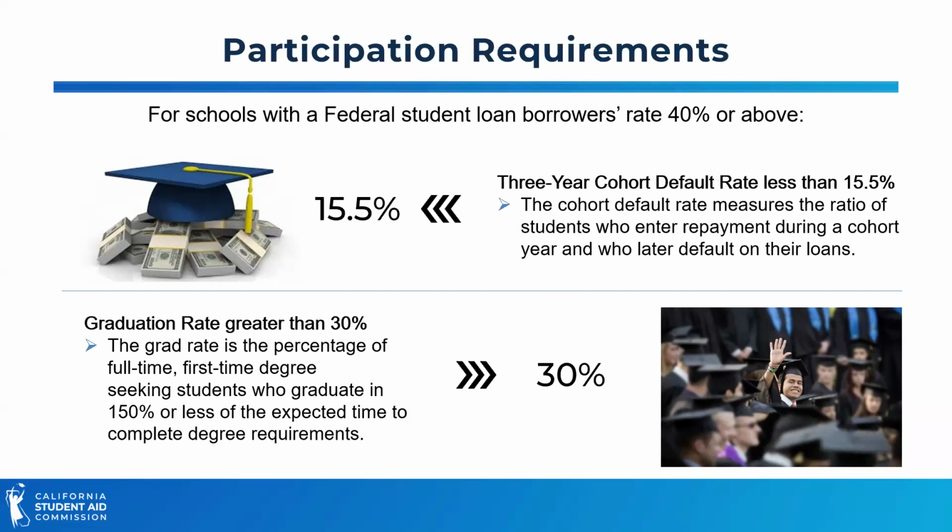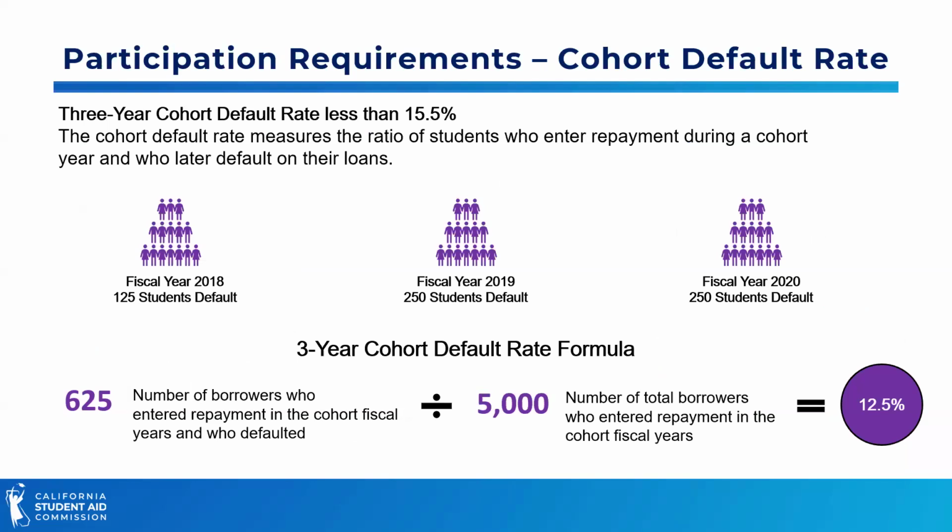Now, schools must also maintain a graduation rate greater than 30%. And so these requirements apply to all schools administering Cal Grant, not just private, not just for-profit or nonprofit. This applies to all schools across the board. They must have this 3-year CDR of less than 15.5%, and then that graduation rate must be greater than 30%. And we'll also look closer at graduation rate in just a moment. But first, let's take a look at cohort default rate.